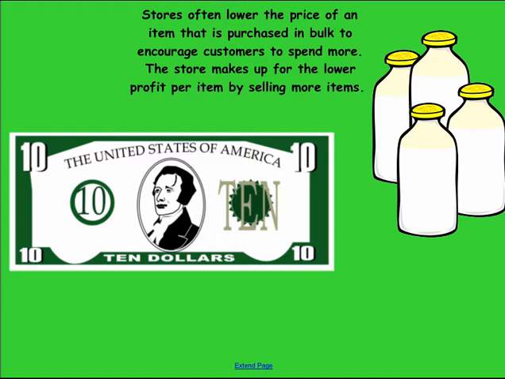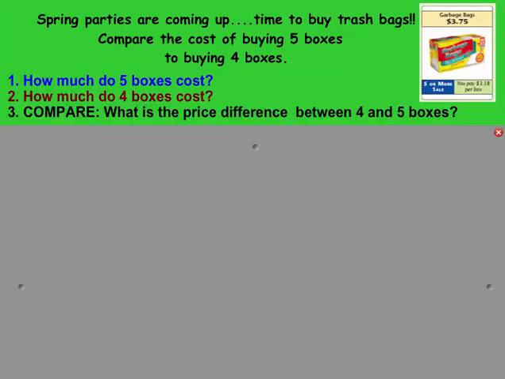Here's a little store secret. Did you know that stores often lower the price of an item that is purchased in bulk to encourage customers to spend more money? The store makes up for the lower profit per item by selling more items. So when you see Takis on sale, you might be tempted to buy more because they're a lower price. So you're going to buy more, which means you're buying in bulk. Bulk means more than one thing. So we're going to take a look at some situations like that today.